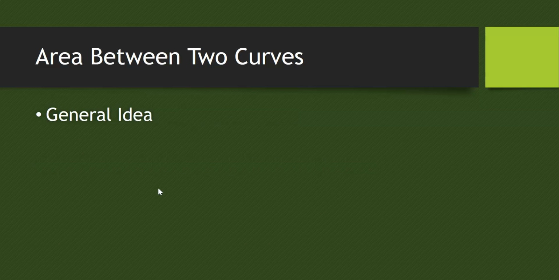Now, I'm going to draw out the general idea and then we're going to see how that goes. I'm going to use Desmos calculator to do this. So hopefully we can draw this out nicely.